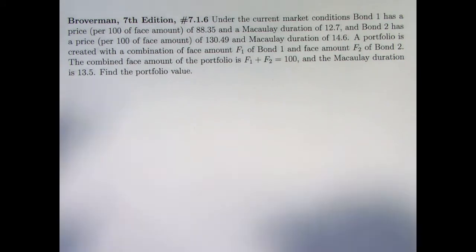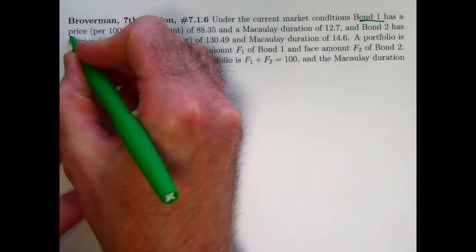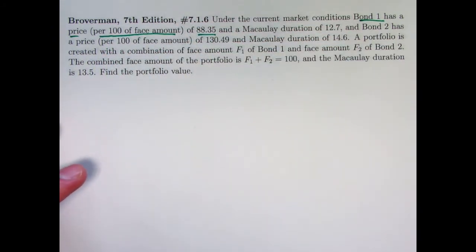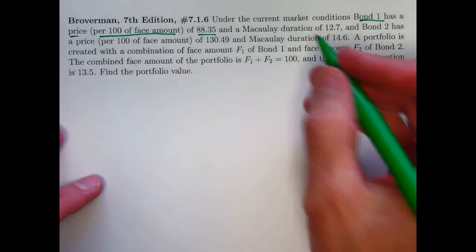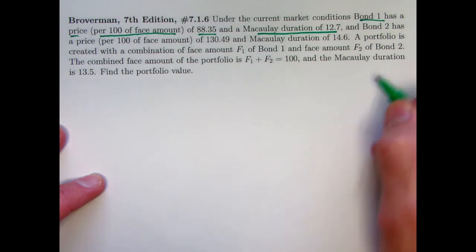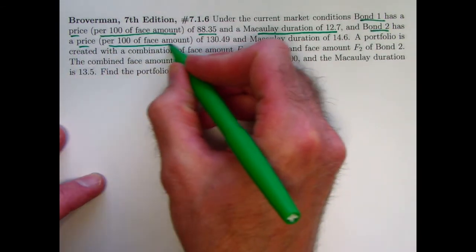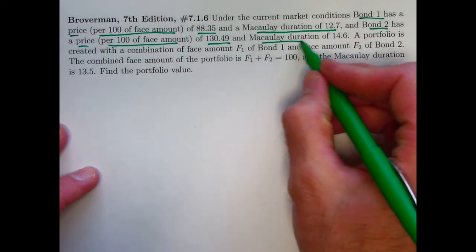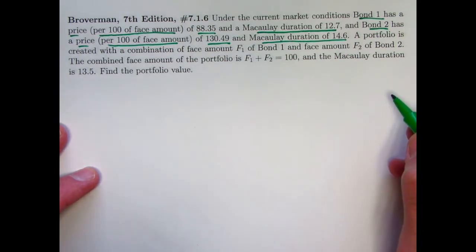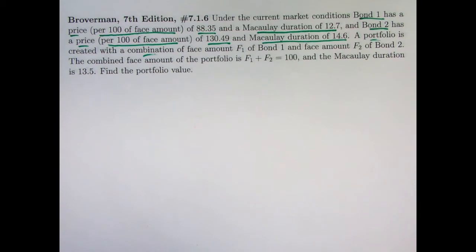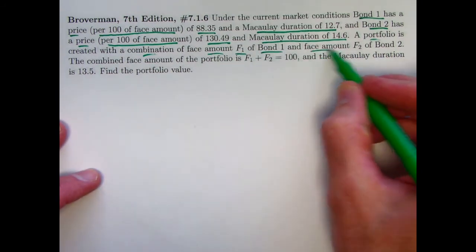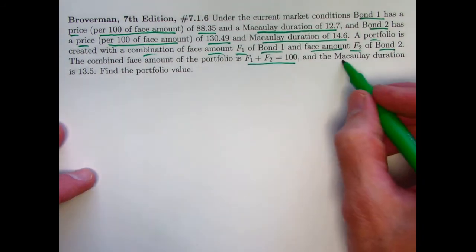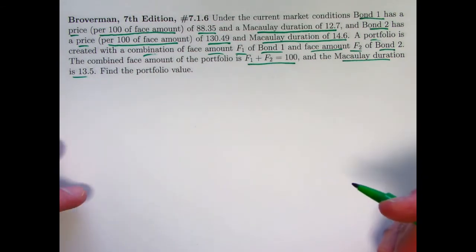So under current market conditions, bond 1 has a price per 100 of face amount of 88.35. What does that mean? It means it's 88.35% of its face value, and a Macaulay duration of 12.7. Bond 2 has a price per 100 of face amount of 130.49% of its face value, and a Macaulay duration of 14.6. A portfolio is created with a combination of these two bonds. Again, you have face amount F1 of bond 1 and face amount F2 of bond 2, and you're told that the sum of these two face values is 100, and the Macaulay duration of the entire portfolio is 13.5.